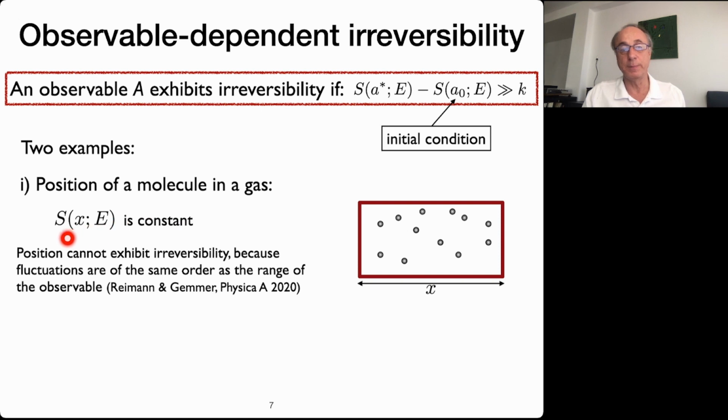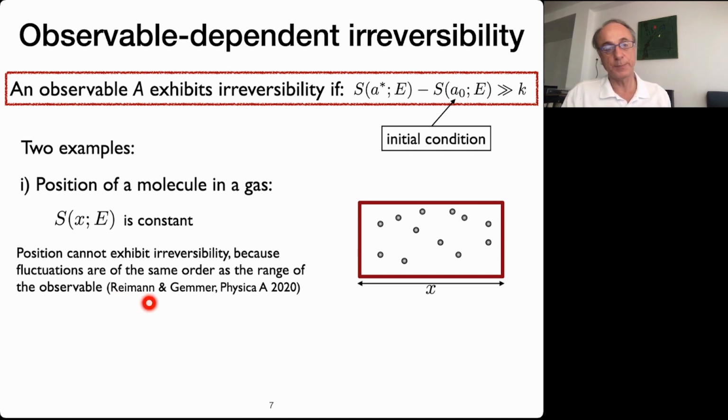Well, it's a very simple calculation to show that the entropy, as defined in my previous slides, is constant. So if it is constant, you can never have a value. This is always constant, so this is 0. So you can never reach this condition for irreversibility. Or in other terms, the position of a particle can never exhibit an irreversible behavior. You see that this condition, to be fulfilled, needs that the range of my observable must be much bigger than the typical fluctuations of my observable. So here it's impossible because the range of the observable x is the whole box, and the fluctuations of x are also the whole box.